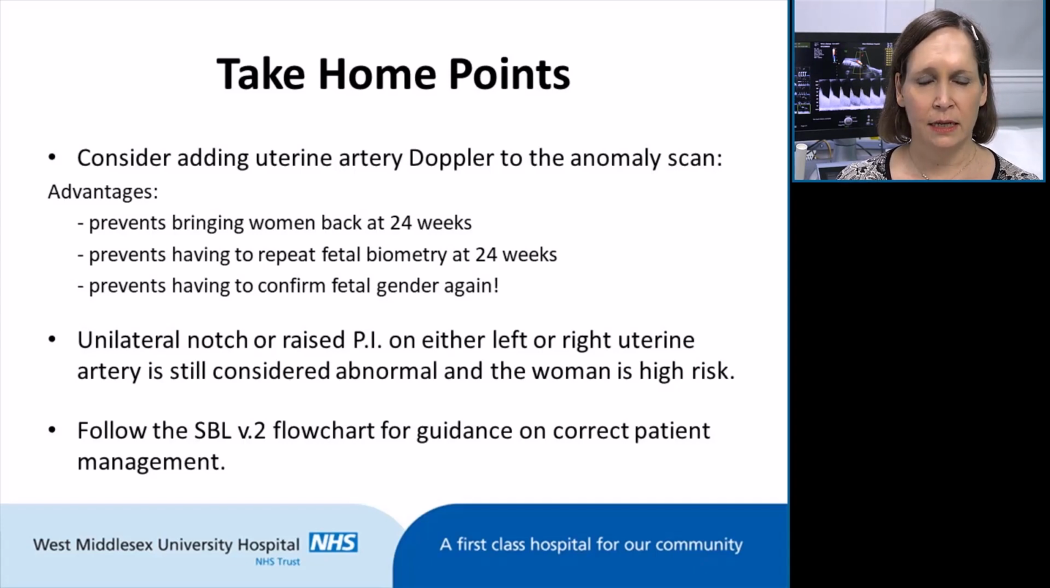And don't forget that whether there's a unilateral notch or a unilateral raised PI, that still counts as the patient being high risk, and you would need to follow the Saving Babies' Lives protocol for bringing them back and offering serial growth scans.